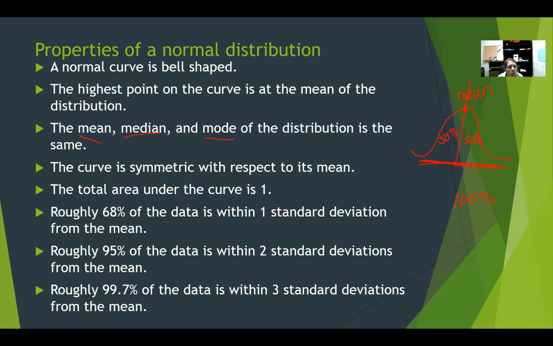Okay, roughly 68% of the data is within 1 standard deviation from the mean, and then roughly 95% of the data is within 2 standard deviations of the mean, and then roughly 99.7% of the data is within 3 standard deviations of the mean.